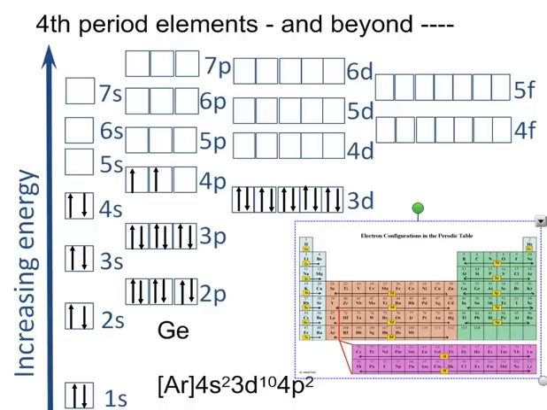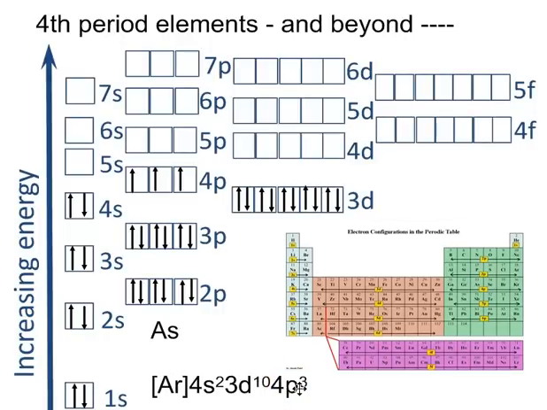Germanium, 2 electrons in the 4p right here. So the electron configuration is argon, 4s2, 3d10, 4p2. Arsenic has 3 electrons in the P sublevel. Again, you're seeing Hund's rule, where only 1 electron goes into each orbital before we start pairing them up. So this is argon, 4s2, 3d10, 4p3 for the element arsenic.